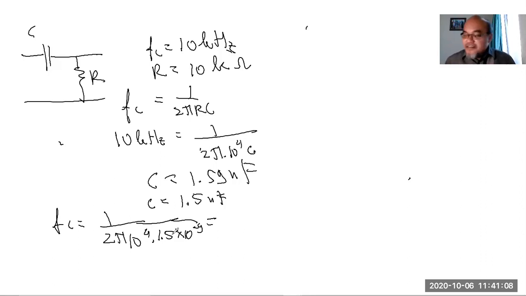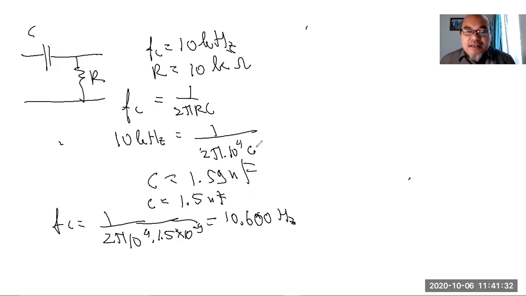Anyone has a calculator? 10,000... 10,610. 10,000 plus 610, 600 hertz, yeah? Okay. 1,600. See, so the cutoff frequency is shifted towards a bit higher frequency.